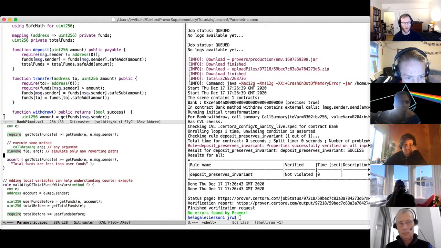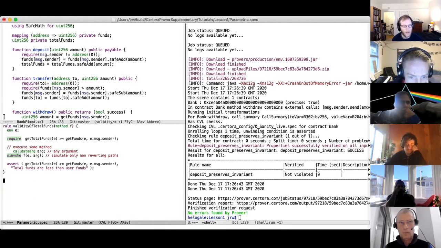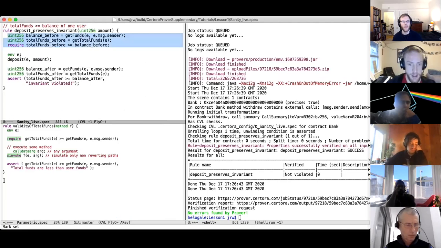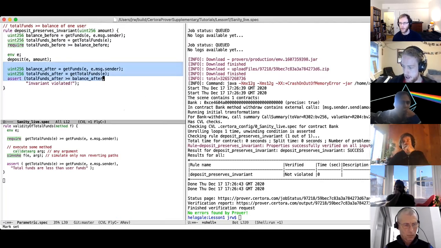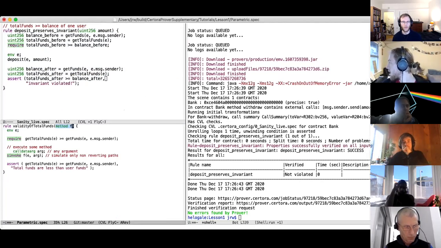I just want to show you one last spec, which is how to do this on an arbitrary method. So in the previous version, it was specific to deposit, right? We basically said, assume the invariant, call deposit, and then check the invariant. Okay, but there's nothing specific to deposit here, right? If this is really an invariant of the contract, then it should be preserved by all the methods of the contract. And so we have something called parametric rules, where you declare a variable whose type is called method, and all of the public functions of the contract will be plugged in here. So basically this rule is going to be checked for every public function, including deposit and withdraw and transfer.